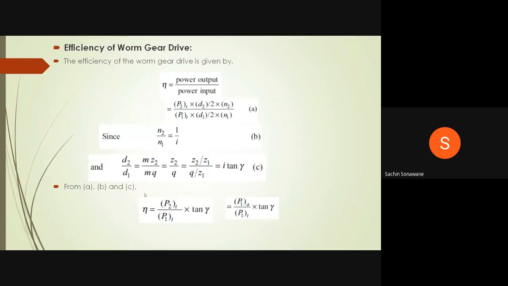Therefore, the efficiency of worm gear drive is given by efficiency equal to power output divided by power input, which is equal to P2T into D2 by 2 into N2 divided by P1T into D1 by 2 into N1. Since N2 upon N1 is equal to 1 upon i, and D2 upon D1 is equal to m Z2 divided by m q, which is equal to Z2 upon q, which is equal to Z2 upon Z1 divided by q upon Z1, which is equal to i tan gamma. From a, b, c, we have efficiency equal to P2T upon P1T into tan gamma, which is equal to P1A upon P1T into tan gamma.